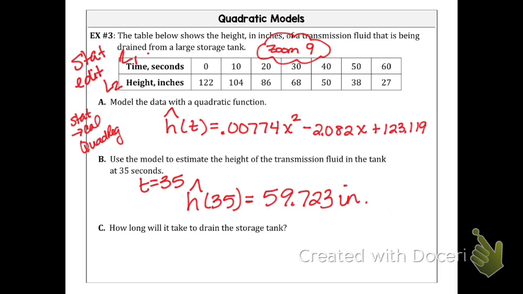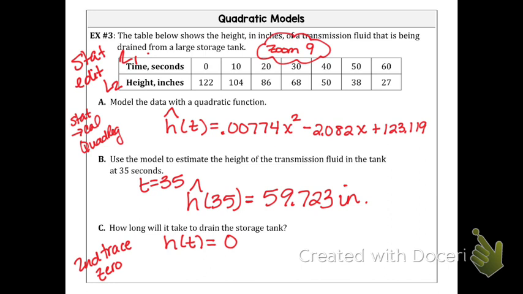How long will it take to drain the storage tank? Well, I want to know how long will it be until the height is 0. Okay, it's empty. There is no height to it. So there are some different ways to do this. Probably can't use your table because it's not going to help you. Remember, though, when the equation is set equal to 0, that's where it says 0. So we could go to second, trace, and choose the one that says 0. And then we'll have to do our left bound and our right bound.